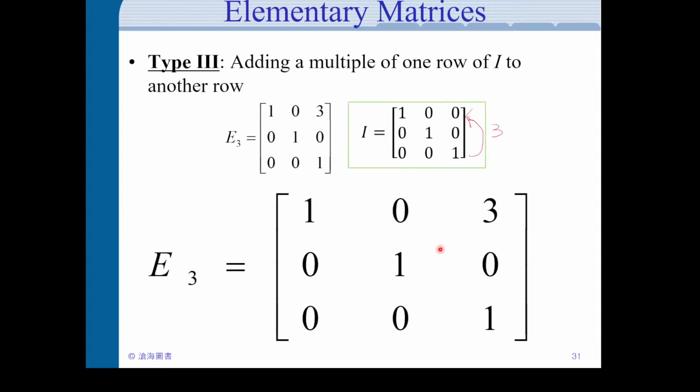And finally, we have type 3. You add a multiple of a row to another row. So say you add 3 times the third row to the first row. Okay. And you get this elementary matrix here.